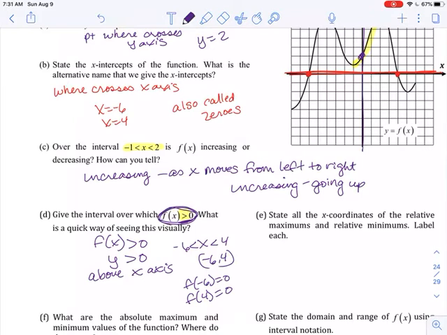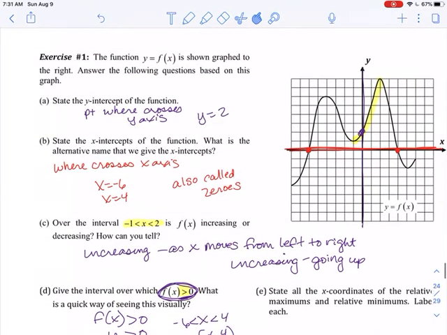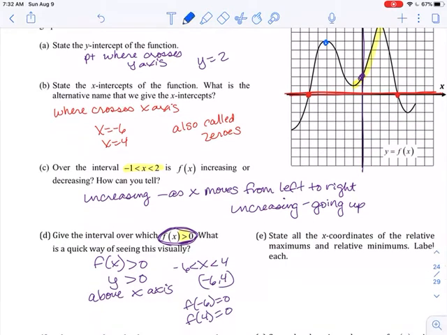All right. State all the x coordinates of the relative max and relative mins. Label each. All right, so let's find my relative maxes, and I'll put those in a color. Let's do a blue. So my relative maxes. Here's a relative max. And here's a relative max. It's basically all my turning points. Okay, so my relative max is at x equals -4 and x equals 2.